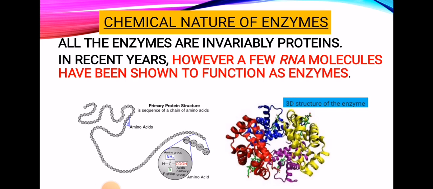So, chemical nature of the enzymes. All enzymes are invariably proteins, but all proteins are not enzymes. But in recent years, however, a few RNA molecules like ribozymes have been shown to function as enzymes. So here you can see the protein primary structure with amino acid peptide bonds, which will give rise to secondary structure, and further they will fold into tertiary structures, and ultimately you can see the 3D structure, that is the quaternary structure of the enzymes, in this ribbon diagram.